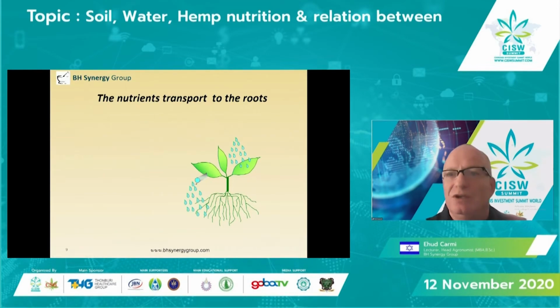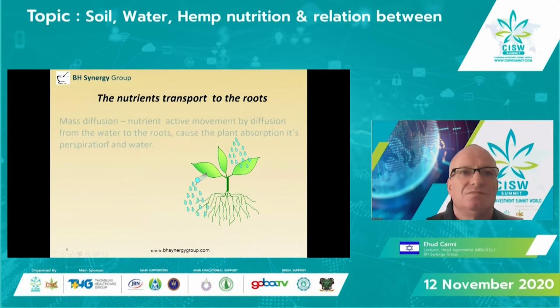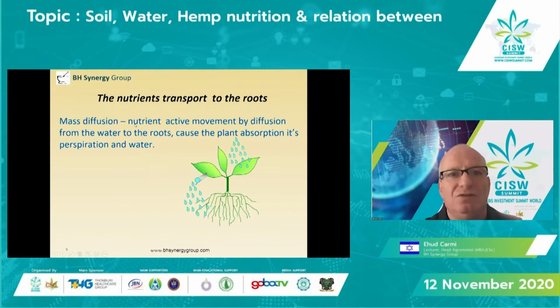We're talking now about soil, about water, about this habitat. Now, how the hemp plant uses the nutrients and transports them to the roots, we'll not talk about here. We talk about irrigation, we talk about rain. The movement of the nutrient is by diffusion, by the water from the soil to the roots, which take it inside.